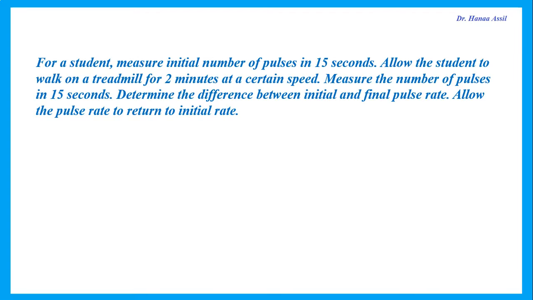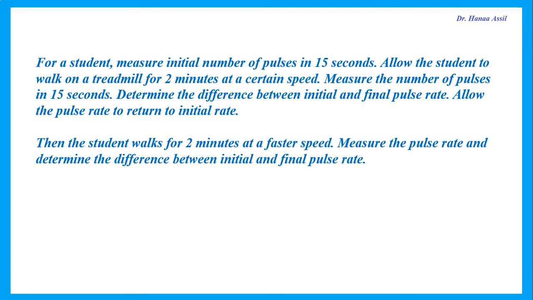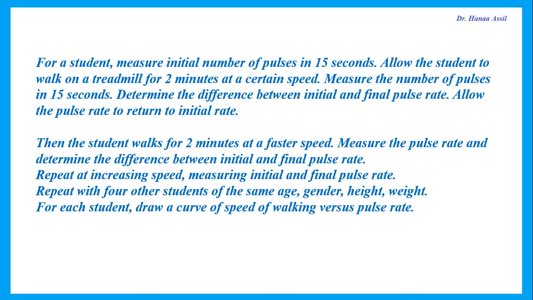Allow the pulse rate to return to normal before doing the next one. The student then walks for 2 minutes at a faster speed, for example. Measure the pulse rate. Determine the difference between the initial and final pulse rate. Repeat at increasing speed, measuring the initial and the final. Repeat with other students. So this is just for one student.